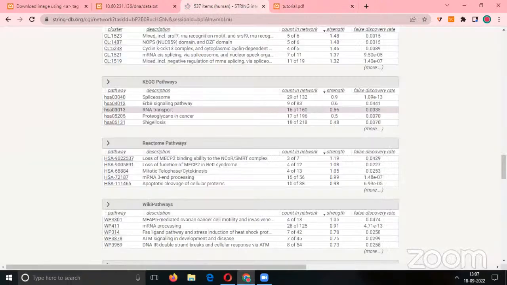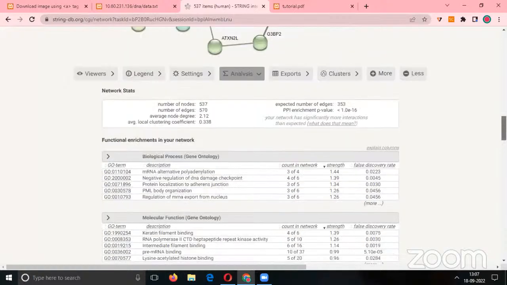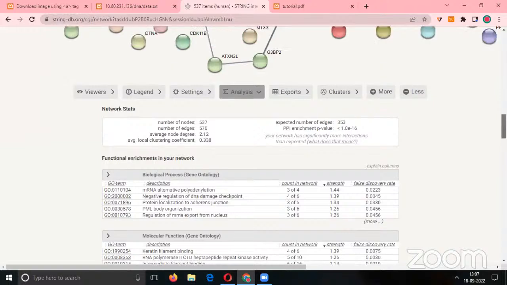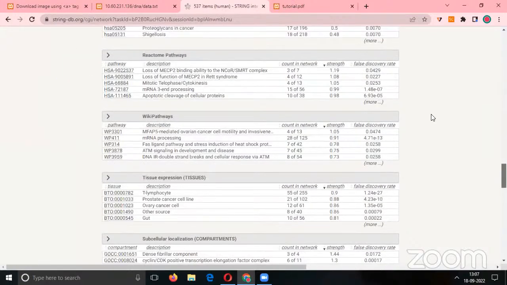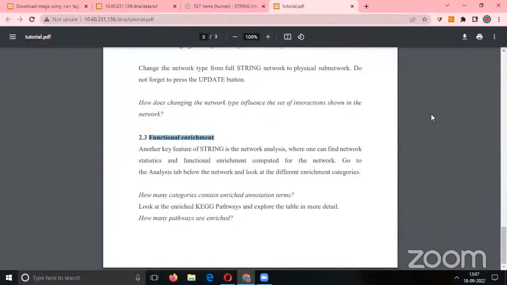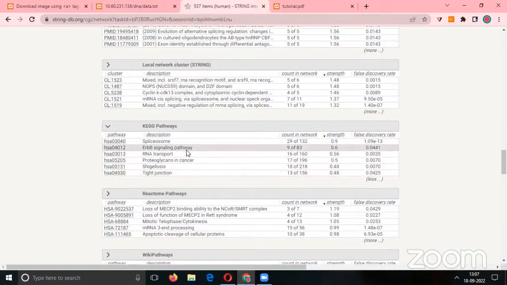How many categories of enrichment terms have we identified? Just count it in the tables. Look at the enriched KEGG pathways and explore the table. In how many pathways are these proteins involved? See, there is a more button at the bottom of the table. Don't forget to click that and then count. 1, 2, 3, 4, 5, 6. So these proteins are overall involved in 6 pathways.